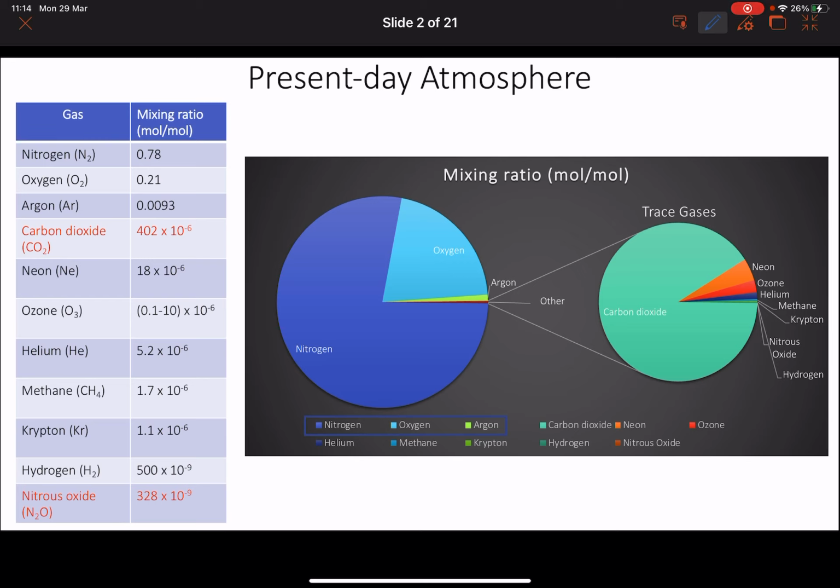And so then if you blow up the everything else and look at what it actually is, you can see CO2 present, carbon dioxide, and then some of the noble gases and all the way down into nitrous oxide, which is another greenhouse gas. And then there's an even smaller little other strip there. So that's what we have now in the atmosphere.